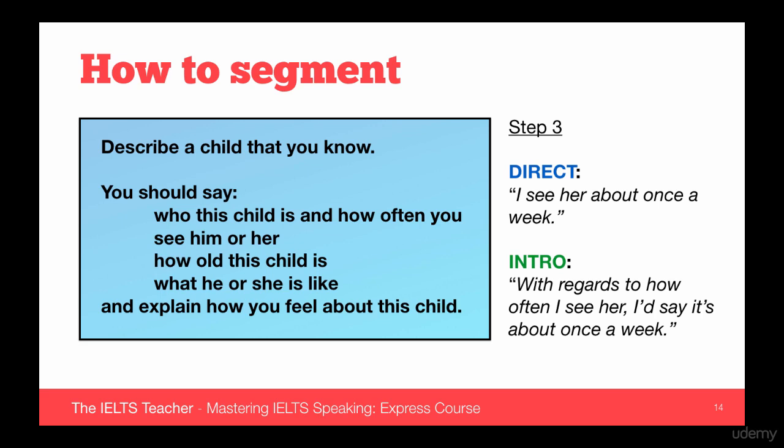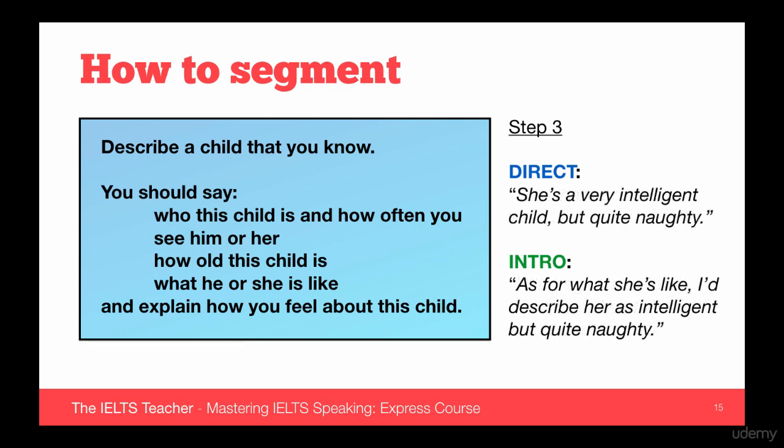I see her about once a week. Or you can create this more indirect introduction to the answer of that part of the topic card. With regards to how often I'd see her, I'd say it's about once a week. As for what the child is like, she's a very intelligent child, but quite naughty, very direct. Or the introduction response, as for what she's like, I'd describe her as intelligent but quite naughty.